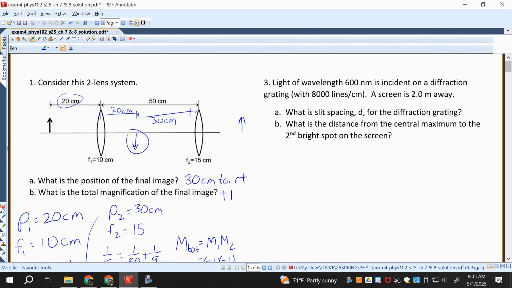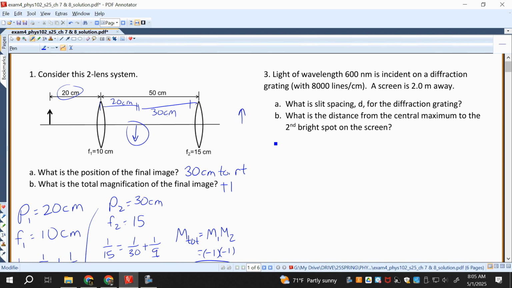All right. Here I have light of wavelength 600 nanometers on a diffraction grating. Now the screen is 2 meters away. First, what is the slit spacing? Well, this describes the diffraction grating. That means that if a diffraction grating is 1 centimeter across, there are 8,000 lines. I can't draw 8,000, but you get the idea. There are 8,000 lines or slits or grooves.